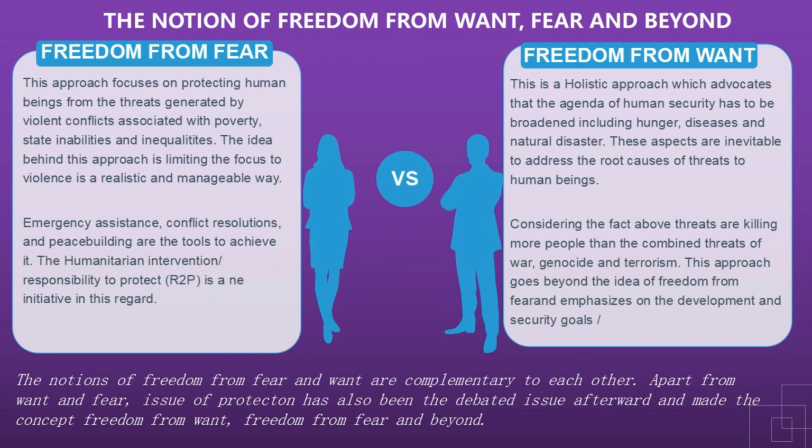The school advocates a holistic approach in achieving human security and argues that the threat agenda should be broadened to include hunger, disease, and natural disasters because they are inseparable concepts in addressing the roots of human insecurity, and they kill far more people than war, genocide, and terrorism combined. Different from freedom from fear, it expands the focus beyond violence with emphasis on development and security goals. The notions of freedom from fear and want are complementary to each other. Apart from want and fear, the issue of protection has also been a debated issue afterward and made the concept of freedom from want, freedom from fear, and beyond.